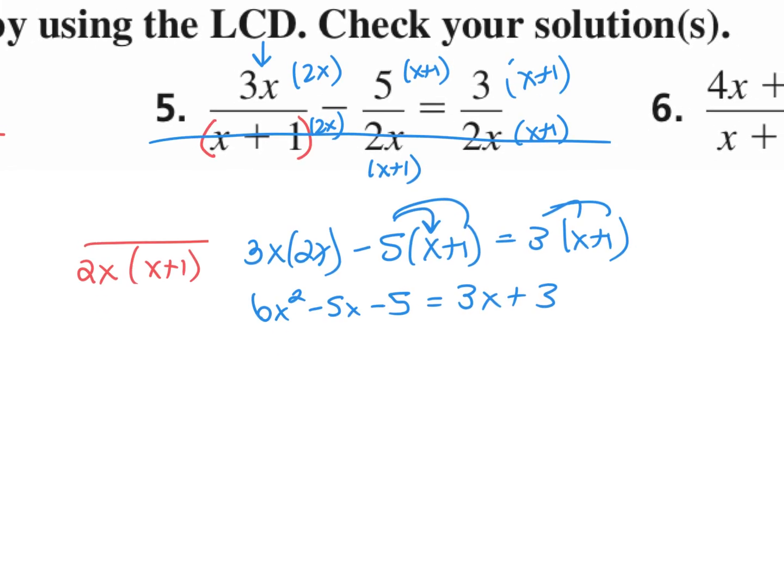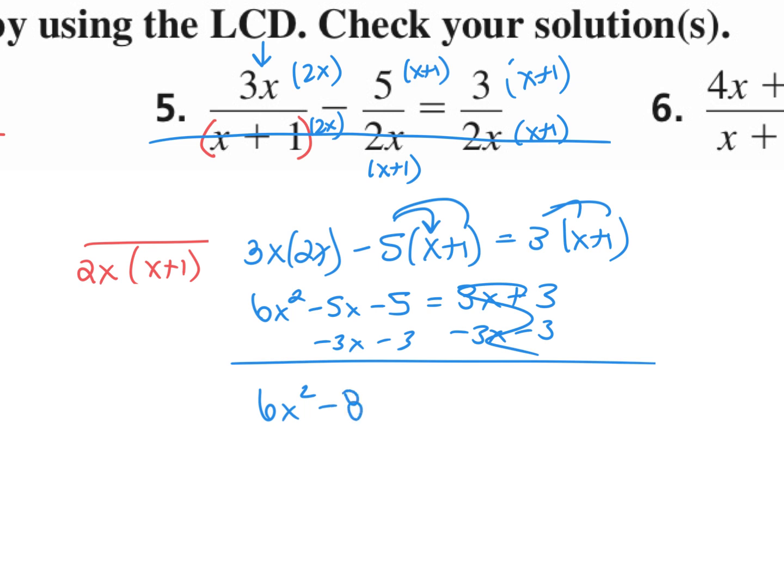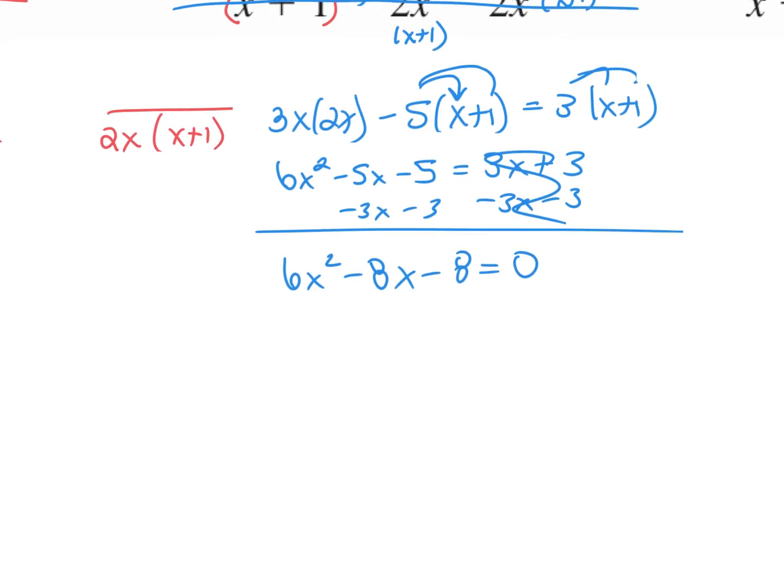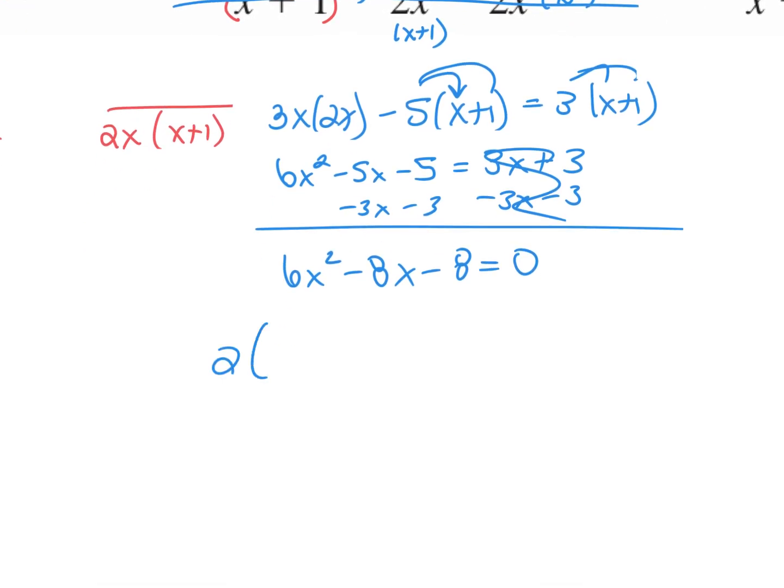I have a quadratic, so I need to move everything where? To one side. So I'm going to subtract 3x and 3 from both sides. So minus 3x minus 3. So I have 6x squared minus 8x minus 8 equals 0. Common denominator? 2. Okay, take out a 2. I have 3x squared minus 4x minus 4 equals 0. You guys agree?